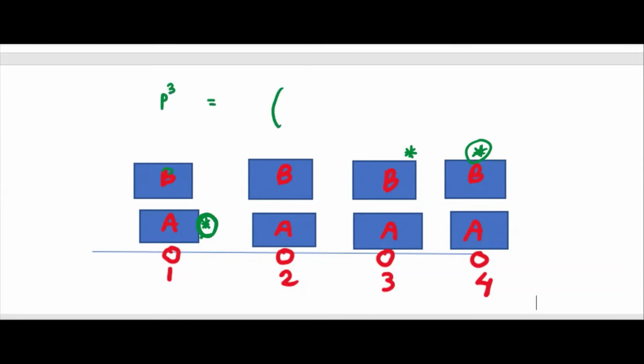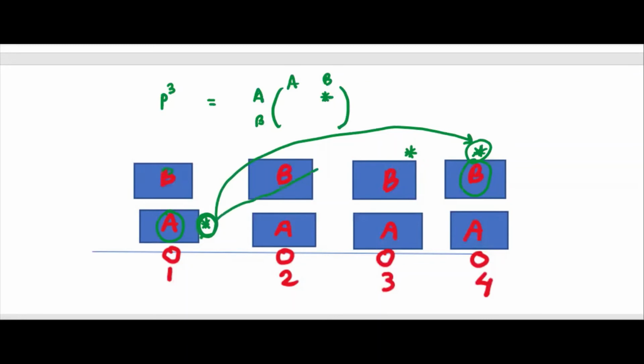And then you can write here AB, AB. So what you are saying basically is A to B, A to B. That means this one, A to B, this one. How many times? In 3 moves. Here, this one. So you can take this. And in the former case, A to B in 2 moves. In this case, you have to find P square.